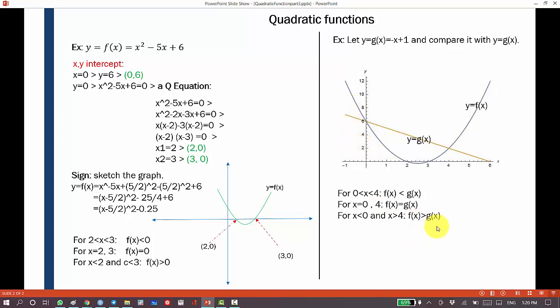Practice for you: consider the quadratic function h of x equals 2x squared minus 6x plus 10, find the x and y intercepts, and study the sign of this function.